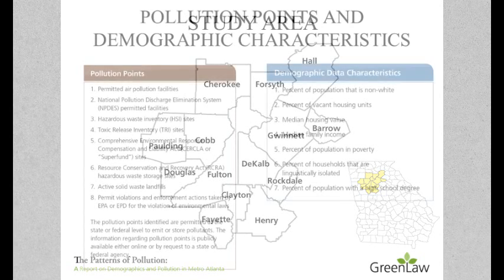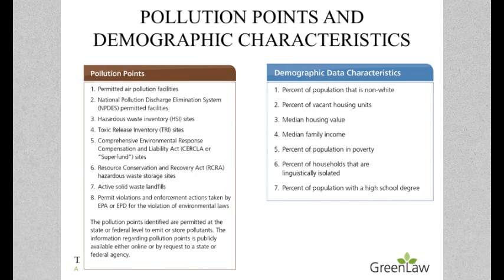And then we used 8 pollution data sets and 7 demographic data sets in our analysis. At its most basic, our analysis is looking at the interaction between these 2 data sets. So on the left-hand side, you can see our pollution data that we used. These are all publicly available sources, most of which are from the EPA. A couple we obtained from Georgia EPD.